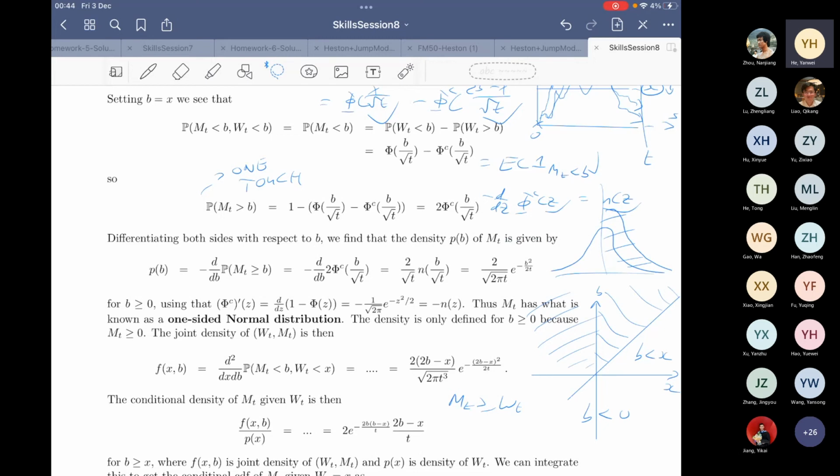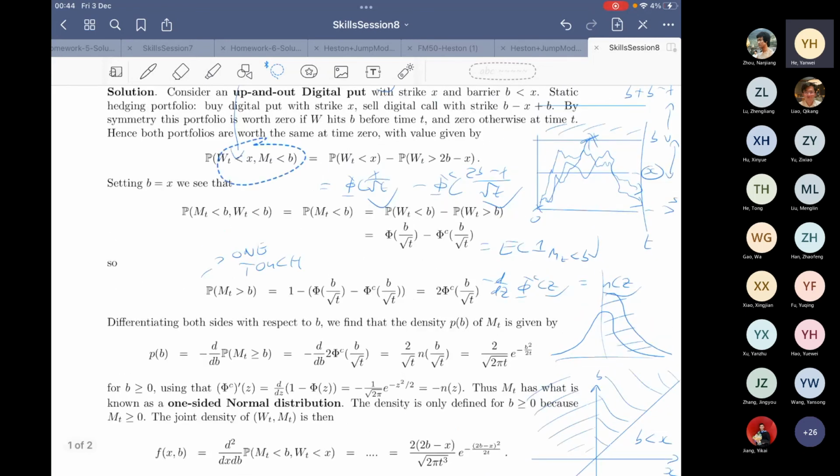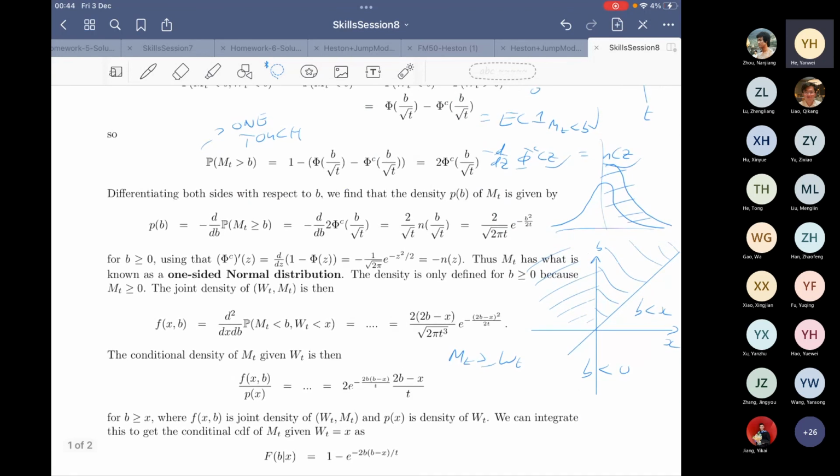I'm not too bothered about you actually computing this formula, but just be aware that you can go from a joint distribution function to a joint density, which hopefully you knew anyway, but you may have forgotten. Then if you want to compute the conditional density of MT given WT, as the question also asks, you just compute the joint density divided by the marginal density of WT, the thing that you're saying given. If you do that and skip a few more lines, you get to this formula here, where f of x, b is what I've computed here, and p of x I'm using to denote the density of WT.